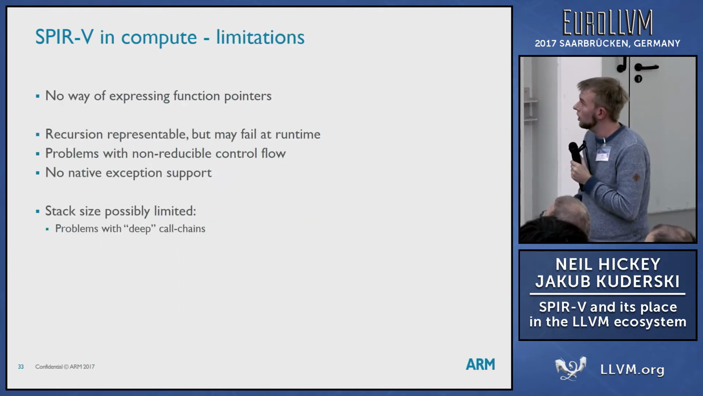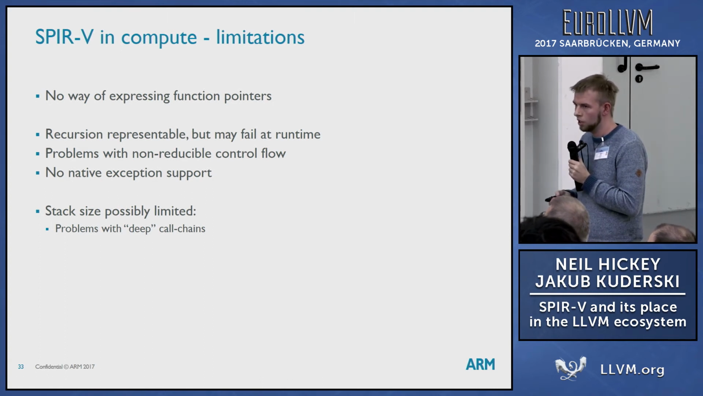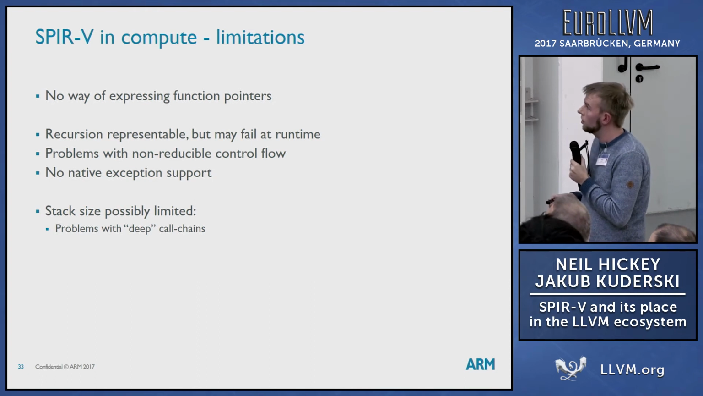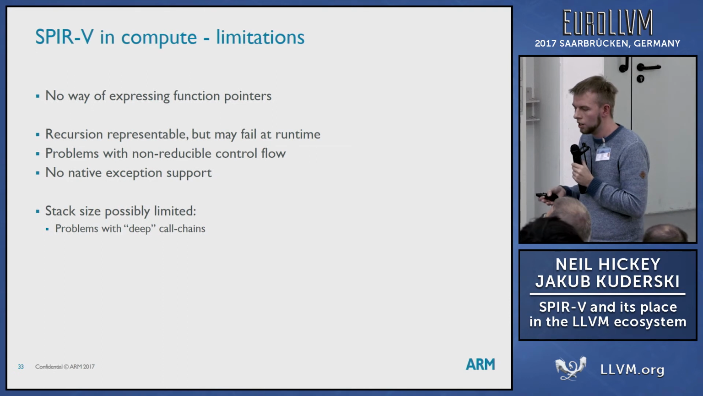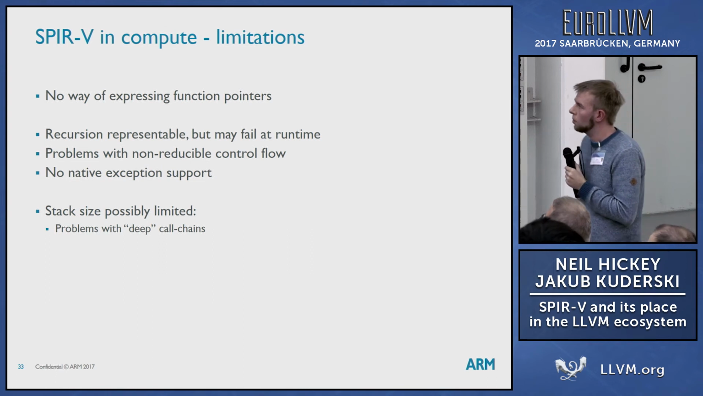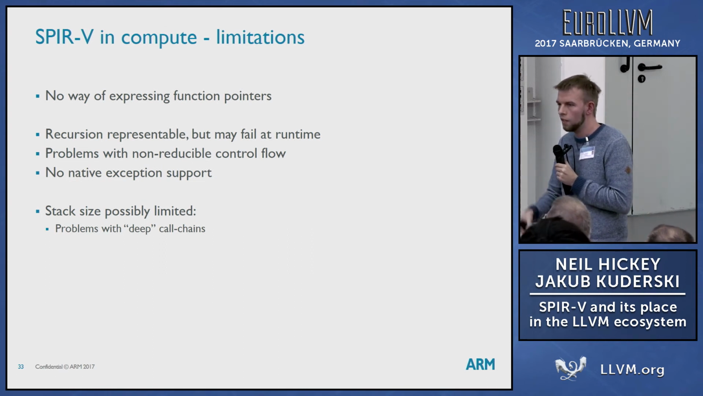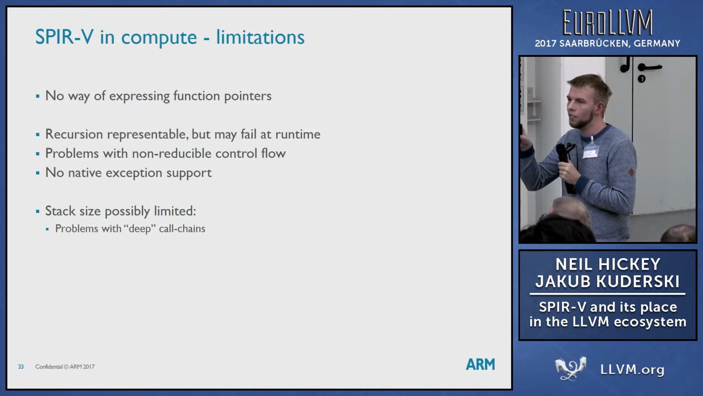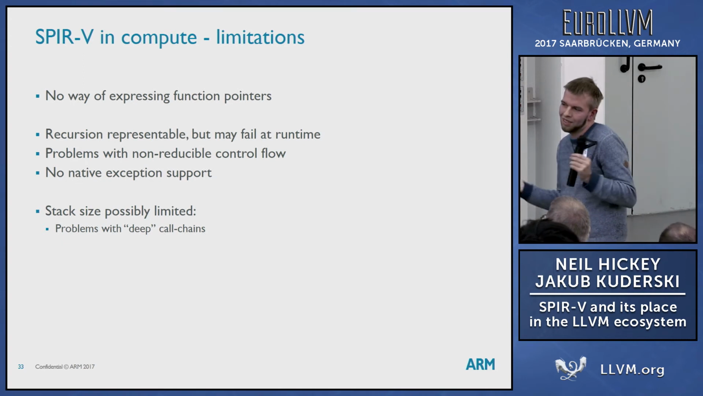And SPIR-V also has some limitations. SPIR-V has no ways of expressing function pointers. There are just no function pointers in the language itself. As Neil said, there is also a problem with non-reducible control flow, and recursion is representable, meaning you can have recursion in your code, but it can just fail during backend compilation. So you compile it to SPIR-V, you run it on your device, and it crashes. The same happens when you try to do some deep call chains, say 4 or 5 levels on some targets. So you have something like main. In main you have foo, which calls bar, and when you go from bar to something else, it can just crash.